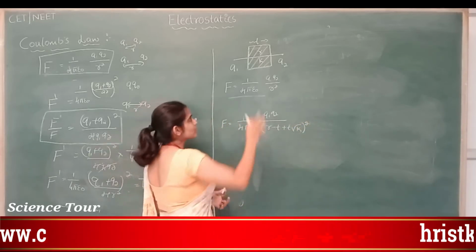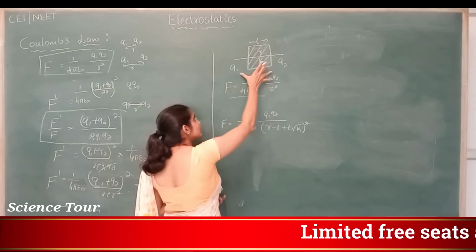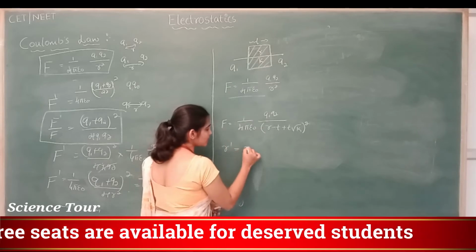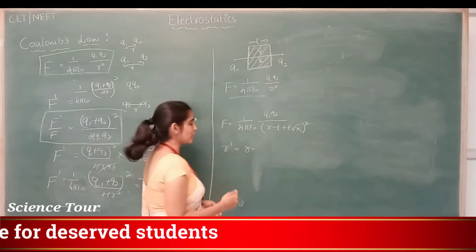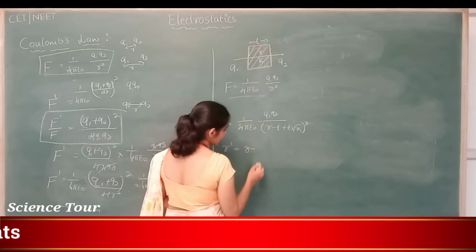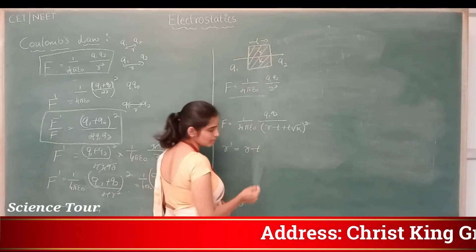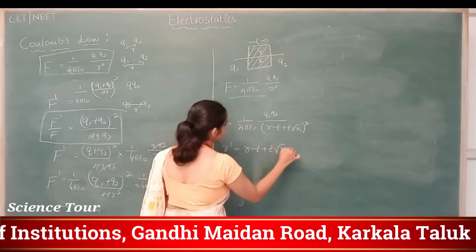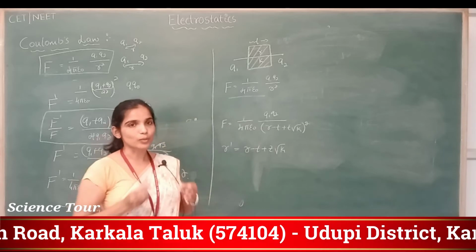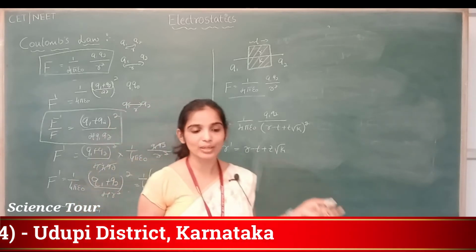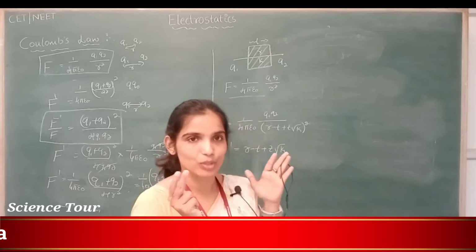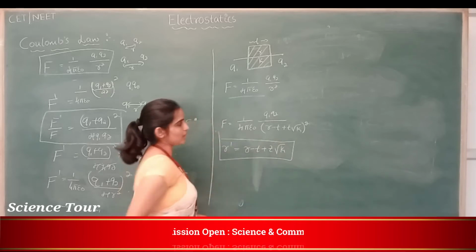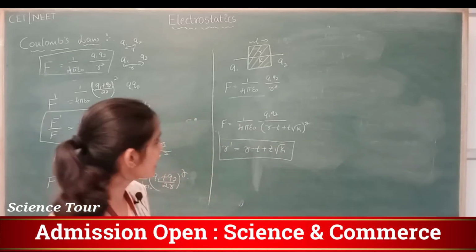Means when you place the dielectric medium here, this R will change. What is that change in the R? The actual separation R, minus the thickness of the material placed, plus the thickness times its dielectric constant root K. So when you place a dielectric material between two charges, the distance separation will change by this much.